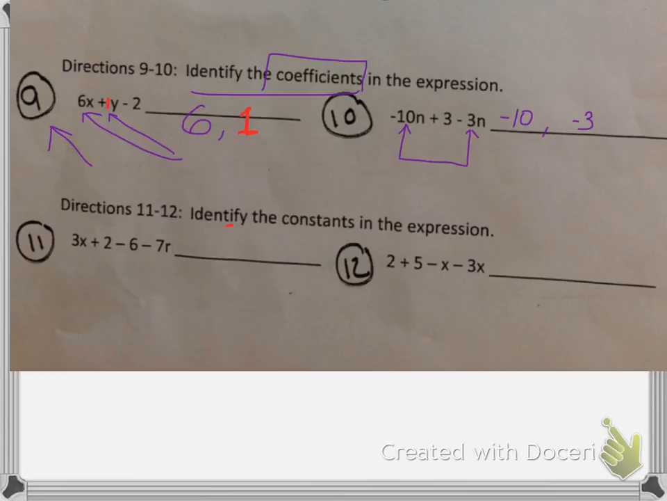11 and 12, we're going to identify the constants, also known as the numbers. Pretty doable, and we've talked about this quite a bit, so go ahead. Please pause the video for a few minutes.